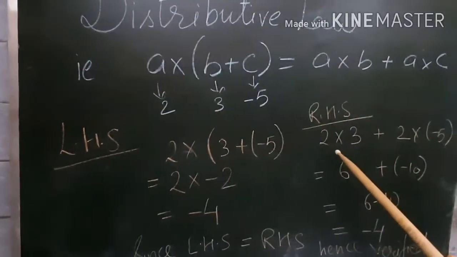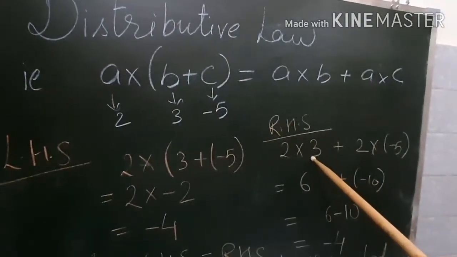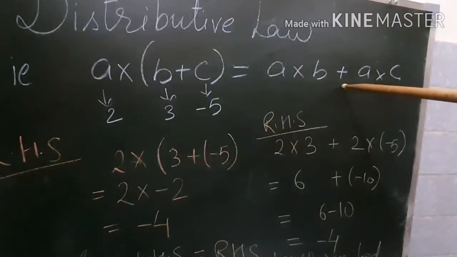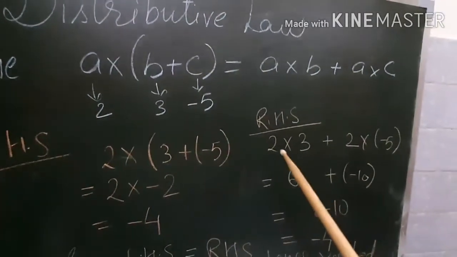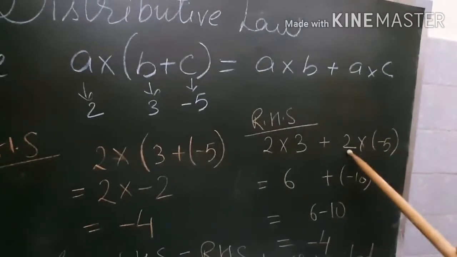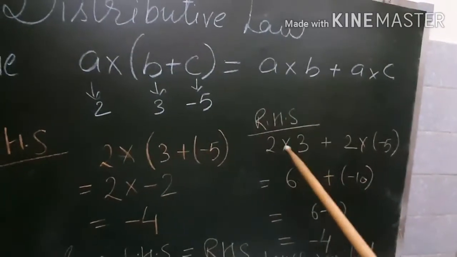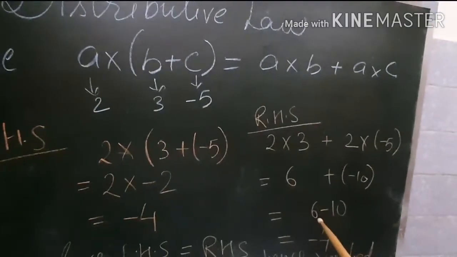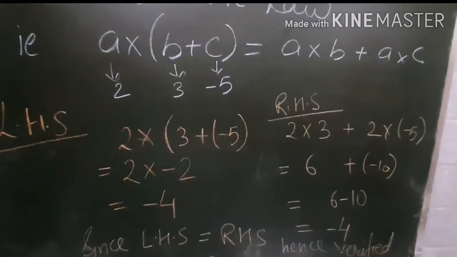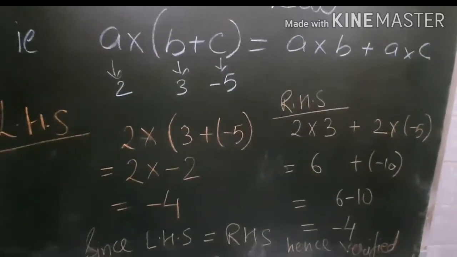Now consider RHS, in which I have to find the product of these two numbers separately and do the operation whatever is given. Here we have to operate addition. It could be subtraction. Now 2 multiply 3 plus 2 multiply minus 5. These two numbers give you minus 10. Plus minus gives you minus. 2 multiply 3 gives you 6. Now 6 minus 10 is again minus 4. Since your LHS equals RHS, hence it is verified.